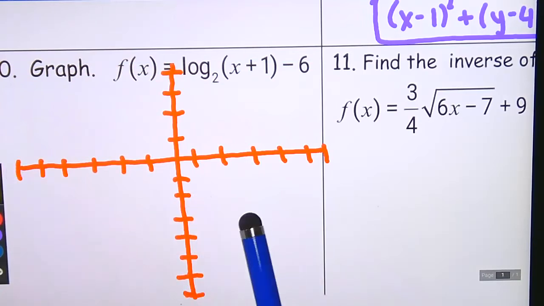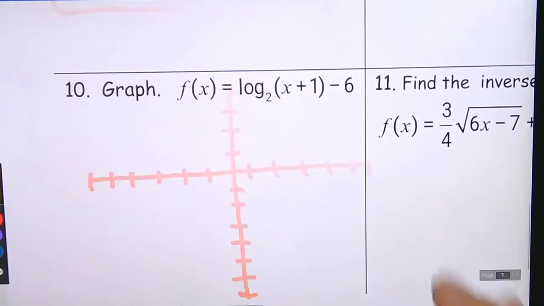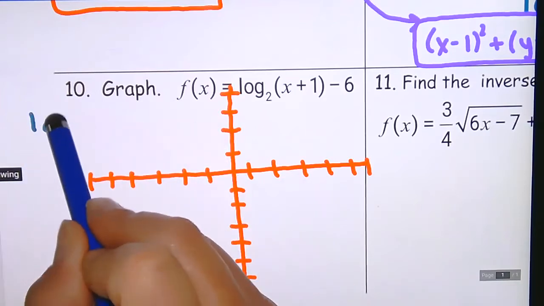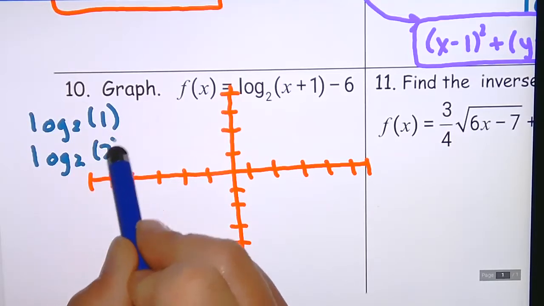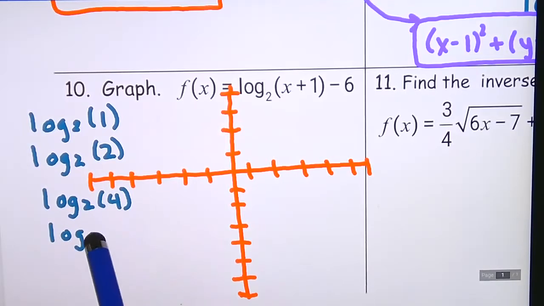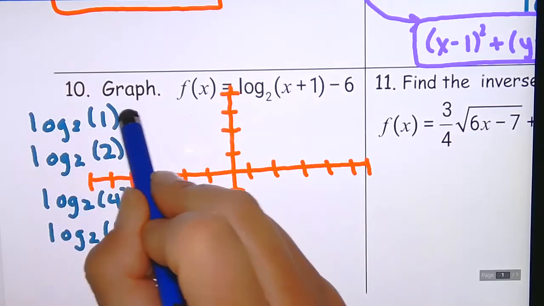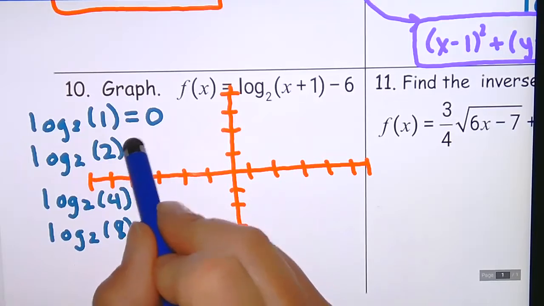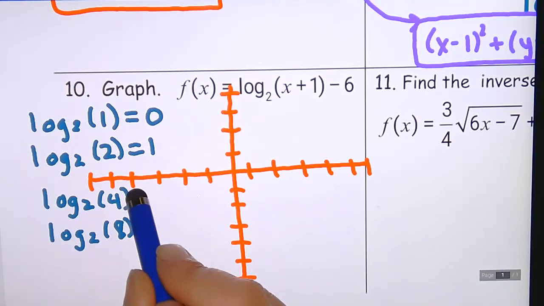Okay, so this is base 2. So what I'm thinking in my head is nice base 2s. I'm thinking log base 2 of 1, log base 2 of 2, log base 2 of 4, log base 2 of 8, and so on. Basically, I want nice 2 to powers. Now, log base 2 of 1 is 0 because 2 to the 0 is 1. Log base 2 of 2 is 1 because 2 to the 1st is 2. Log base 2 of 4 is 2.